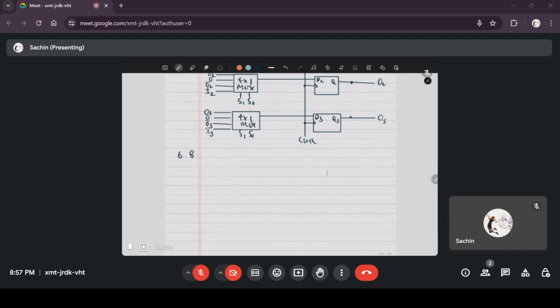Problem 6.8. The serial adder of figure 6.6 uses two 4-bit registers. Register A holds the binary number 0101 and register B holds 0111. The carry flip-flop is initially reset to 0. List the binary values in register A and the carry flip-flop after each shift. So first you have to get figure 6.6.